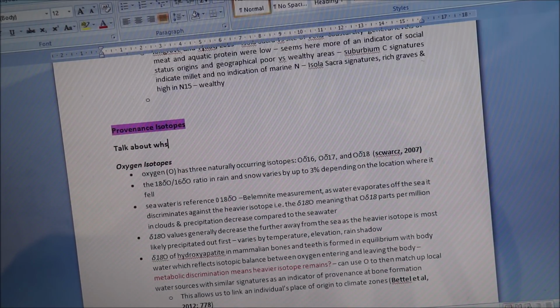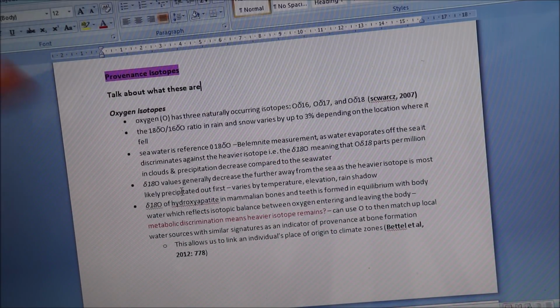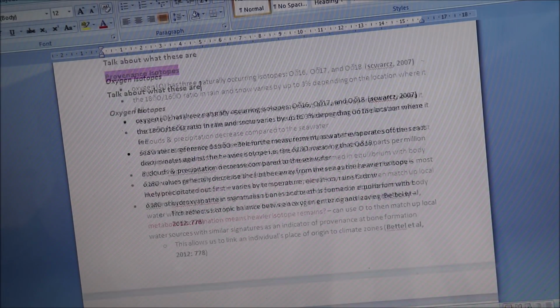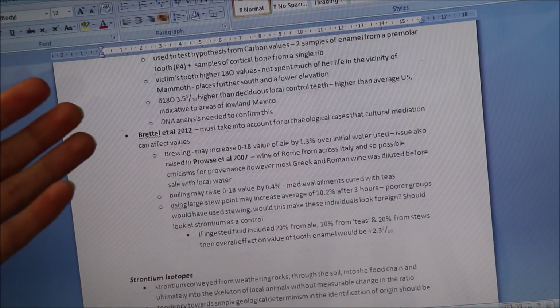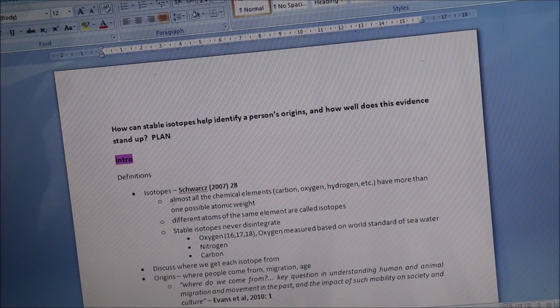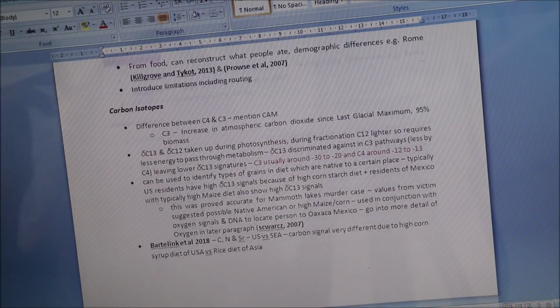I'll talk about what these are, basically. Then discuss oxygen. Now, these ones are more relevant to the question, so as you see, I've done a lot more notes in my plan on those, because provenance isotopes are much better for identifying a person's origins.